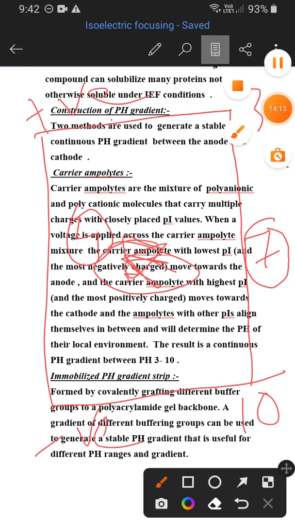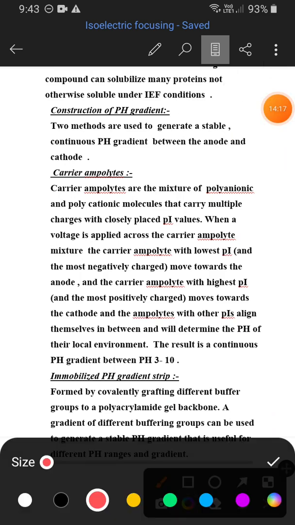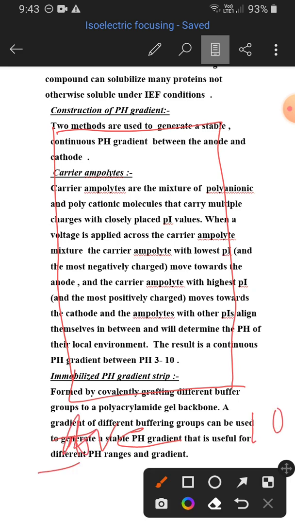Okay, so sorry, this will be the negatively charged. This is our pH 10, 3, and this is the positive charge.